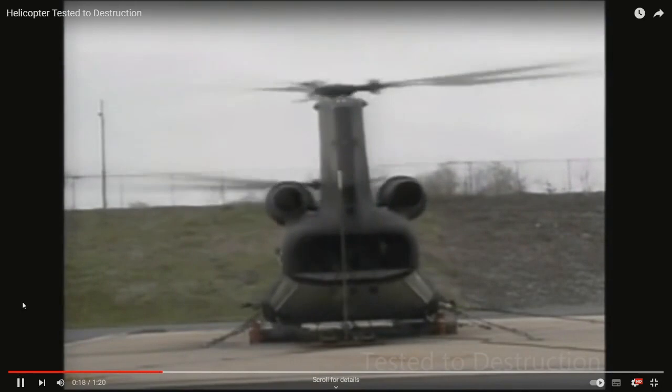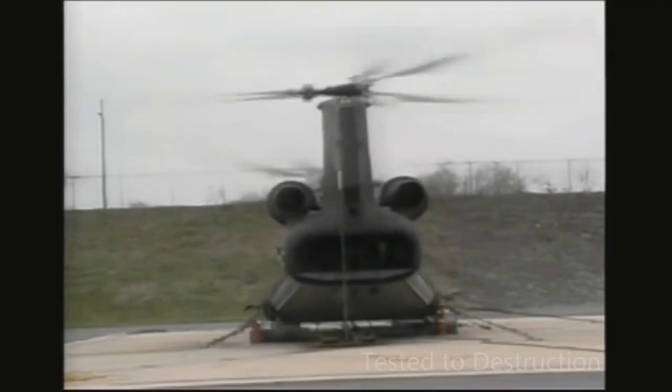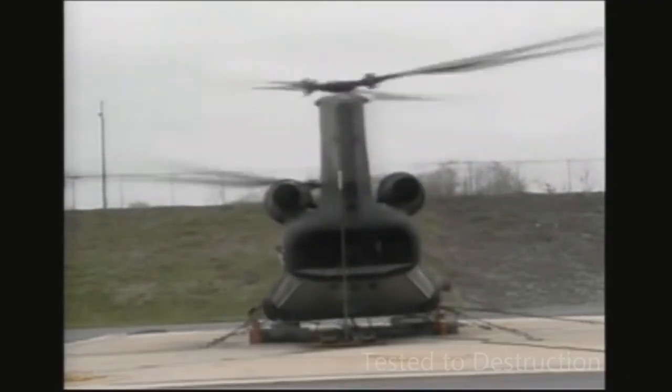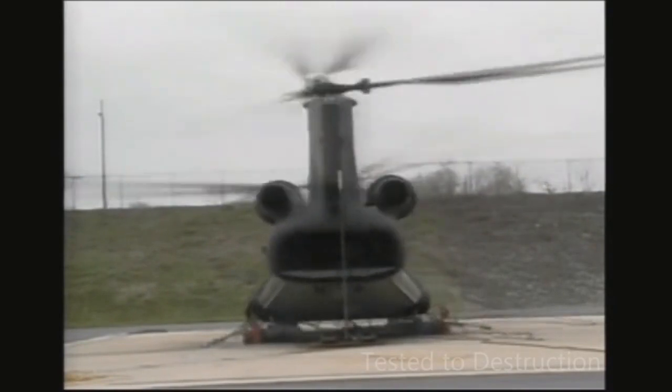So try to understand what is happening. What is omega zero, what is omega n here, and what happens when we get resonance?